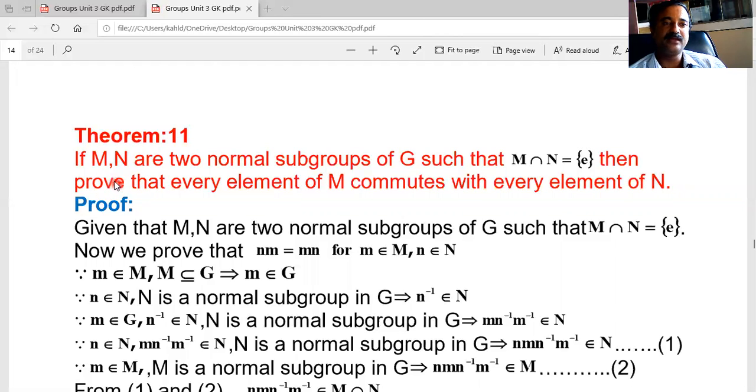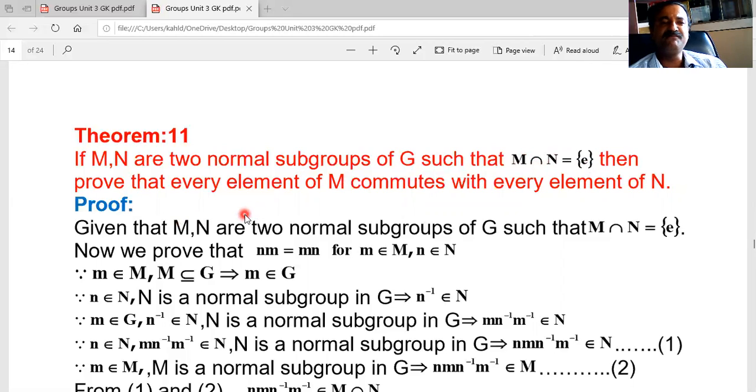What is that? If M and N are two normal subgroups of group G such that M intersection N is equal to singleton {e}, then prove that every element of M commutes with every element of N. Previously we have proven that a normal subgroup and a group and a subgroup both satisfy the commutative law. Now he is saying that M and N both are normal subgroups and their common element is e only, that is the identity element only. M and N both have only one common element, that is e.